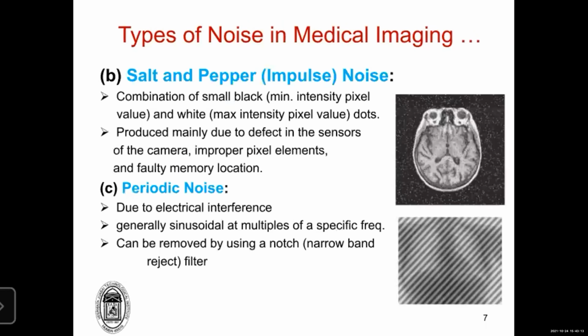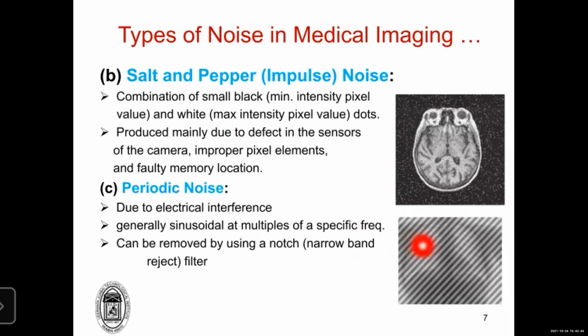Second, salt and pepper noise, also called impulse noise. These dots are seen in the images. It is a combination of small black dots, that is minimum intensity pixel value, and white dots, maximum intensity pixel value. It is produced mainly due to defects in the sensors of the camera, improper pixel elements, and faulty memory locations.